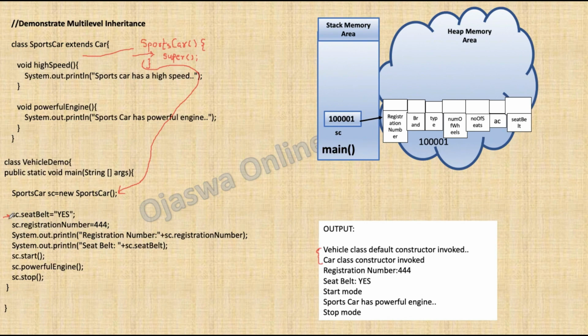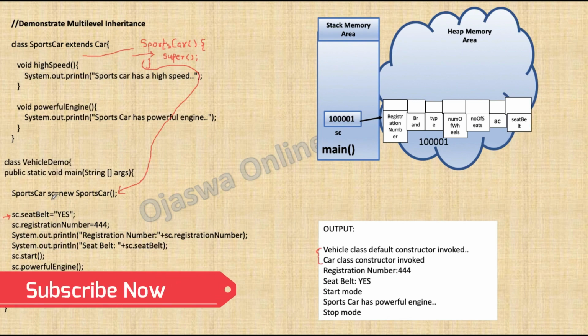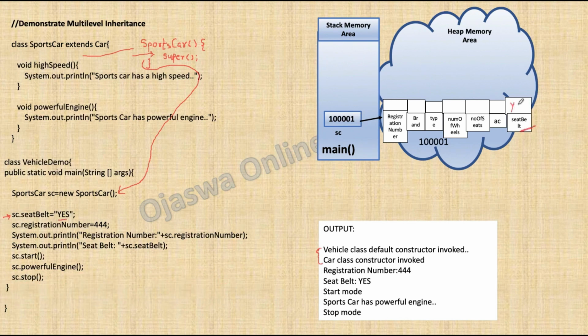Now the next statement is sc.seatBelt. SeatBelt is the inherited member variable from its superclass. We can call it on the subclass object sc and we are directly assigning value yes to it. So inside the memory over here, value yes will be stored. Next statement is sc.registrationNumber equal to 444. Again, this is the inherited instance variable. We can invoke it on the subclass object sc, and the value is stored inside the memory. So over here 444 is stored.